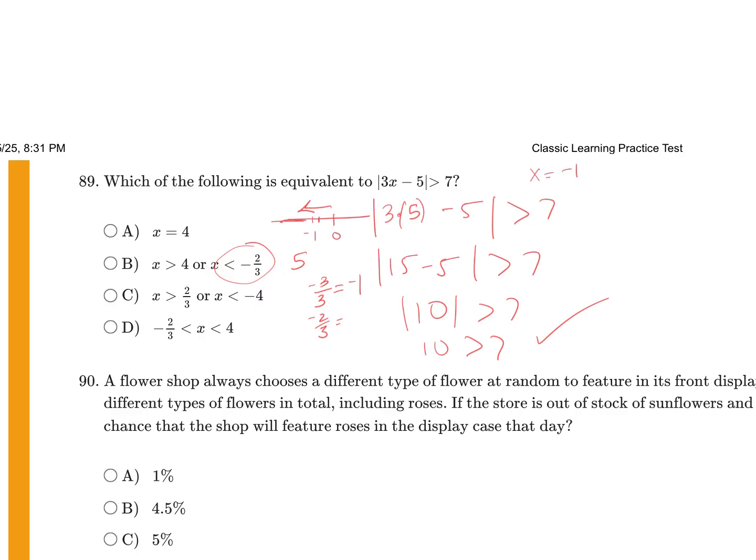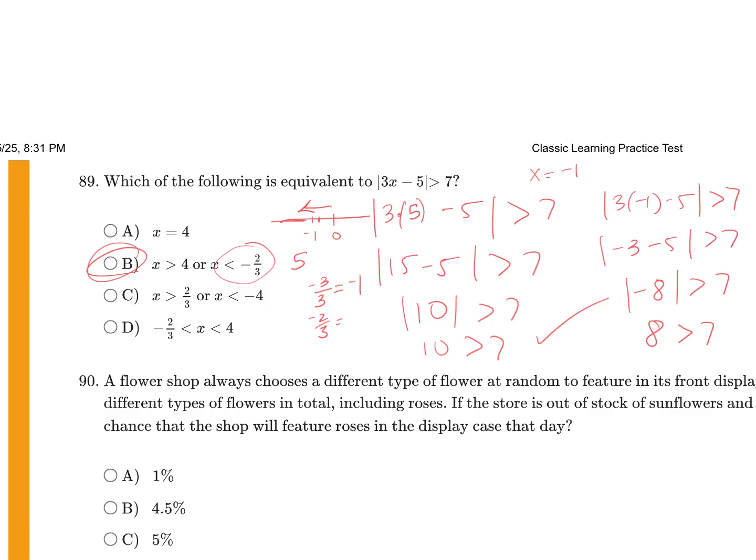So let's pick x as negative 1 and see if that works. 3 times negative 1 minus 5. Let's check if it's greater than 7. 3 times negative 1 is negative 3, minus 5 is negative 8. But since we have absolute value, it becomes positive 8. And that is greater than 7. So both of those are true. So the answer is B. We happen to find the right answer on the first try.